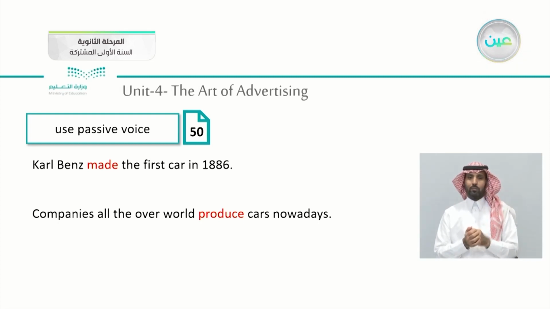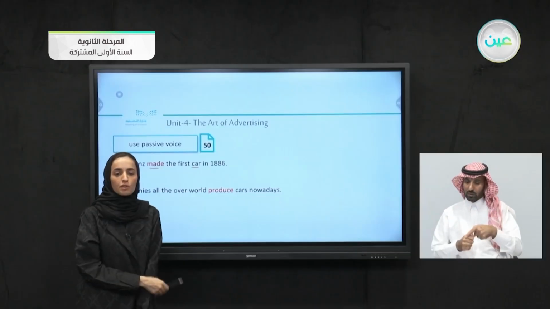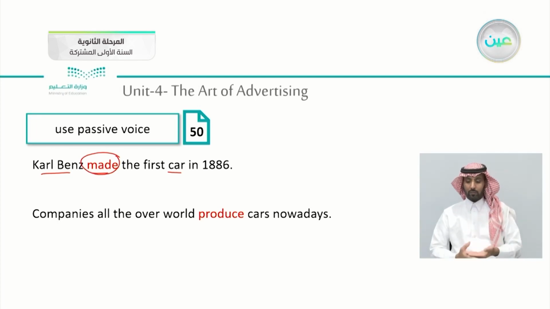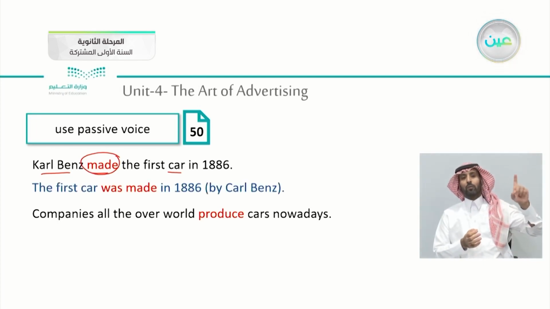Carl Benz made the first car in 1886. This is the subject, this is the verb, and the car is the object. I want to start with the object. However, which verb to be are you going to use? Made, was or were. The first car was made in 1886 by Carl Benz. You can take out Carl Benz. Notice the use of was, past.